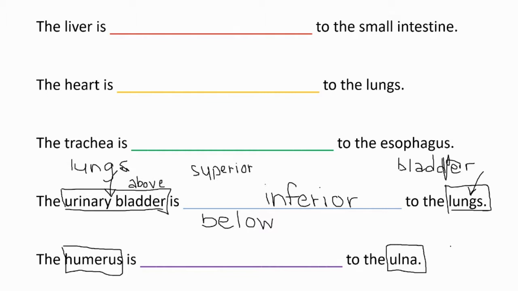So the humerus is the bone that you have up here in your arm. Compared to the ulna, which lives down here on the pinky side of your arm. So the ulna is farther away, the humerus is closer. So we're in closer proximity to the attachment point. That means when I compare these two bones, since the humerus is first, I'd say the humerus is proximal to the ulna.